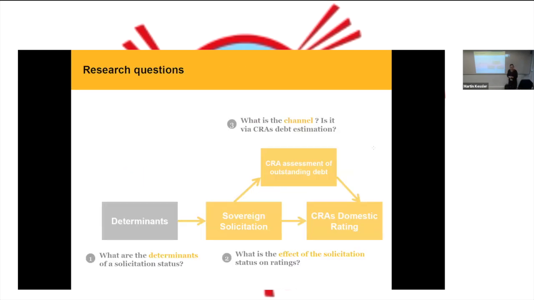What we try to do in this paper is first study the determinants of the solicitation status. So it's still an empirical paper. The gray color didn't show clearly, but that's the determinants box. Then we study the effect of solicitation on rating, and the accounting part is the assessment of sovereign debt. Does the effect flow via the assessment of sovereign debt?